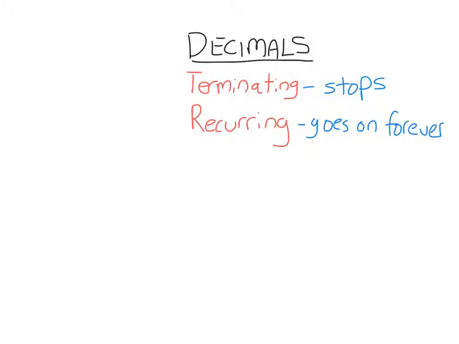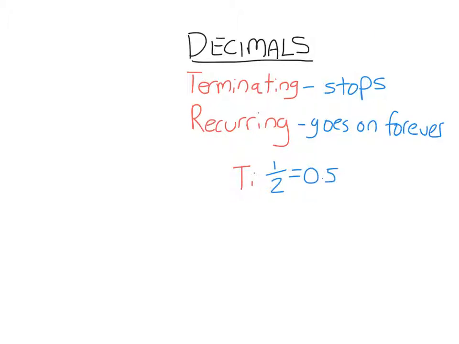So what stops? What goes on forever? We're talking about the numbers after the decimal point. So some fractions, if you write them as a decimal, they have a terminating decimal, and some fractions, if you write them as a decimal, they have a recurring decimal. So for example, I'll put T for terminating. So 1 over 2 has a terminating decimal. If you write it as a decimal, it's 0.5.